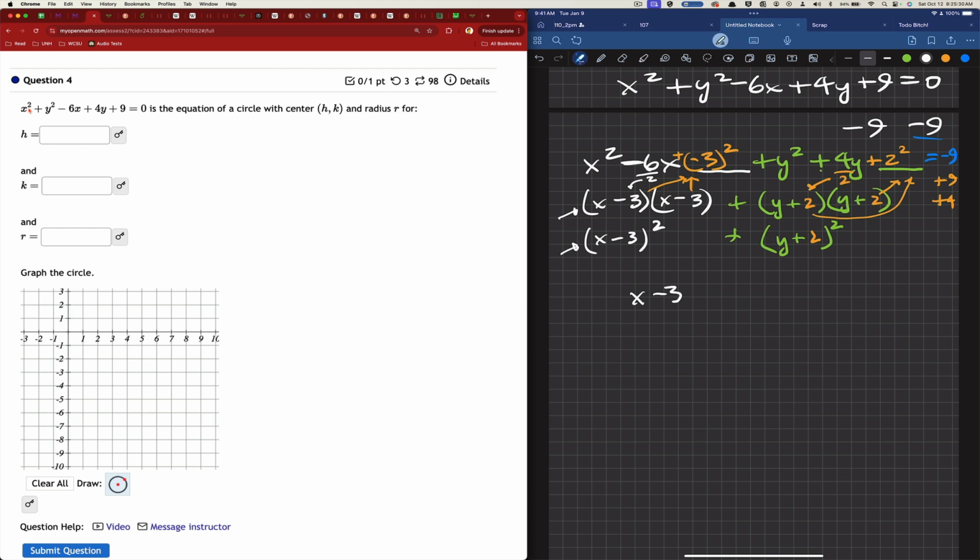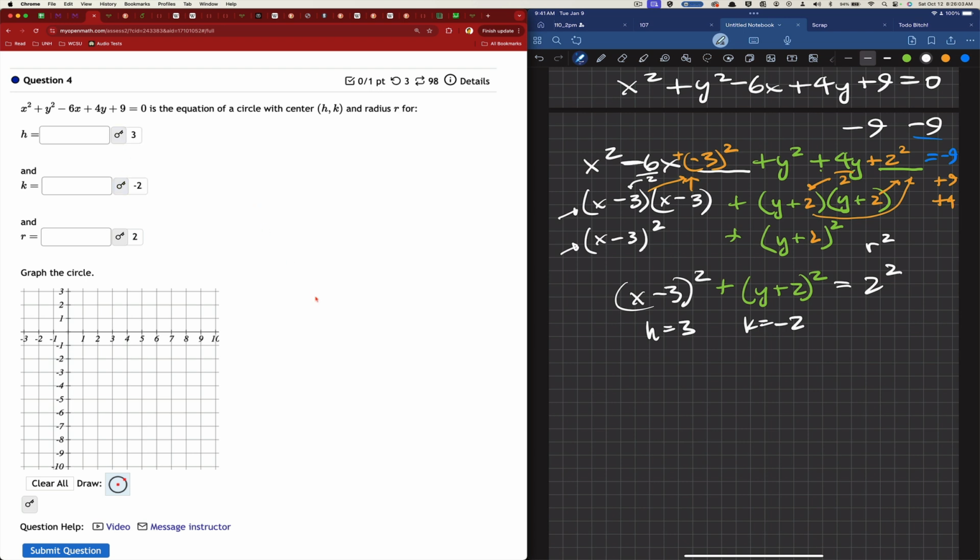x minus 3, the quantity squared, plus y plus 2, the quantity squared, equals negative 9 plus 9 is 0, plus 4 is that, or if you prefer, you can write it as 2 squared, because that's r squared. So what is my r? That's going to be 2. What is my k? That's going to be negative 2. And then h is going to be 3.